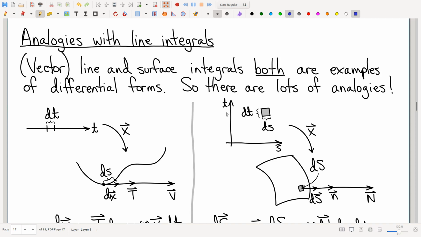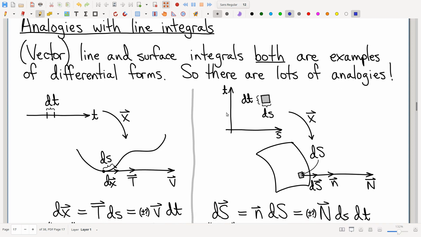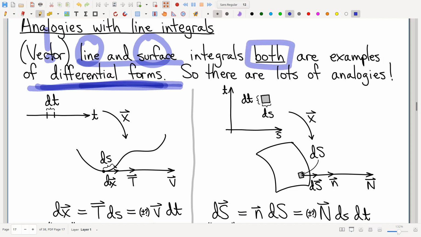Well, here's where we're going to see the analogies getting a lot stronger. And just as a little bit of context, where does this all come from, and why are we seeing what we're about to see here? It's because these two kinds of integrals, line integrals and surface integrals, specifically vector line integrals and surface integrals, are both examples of integrals of differential forms.